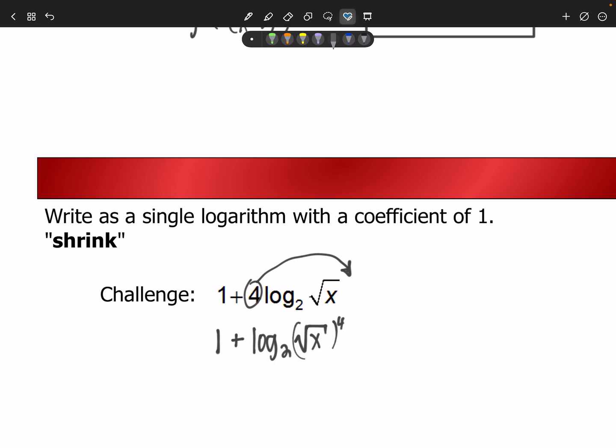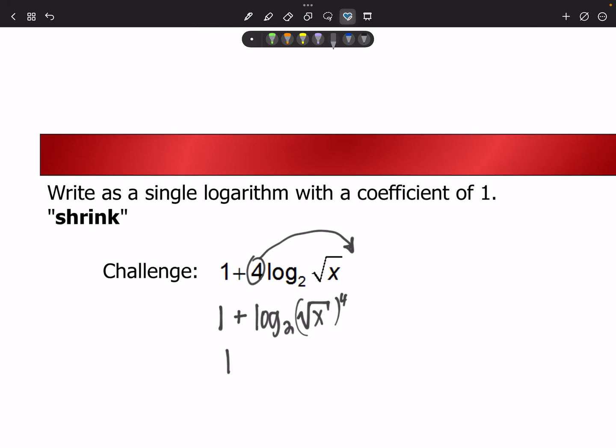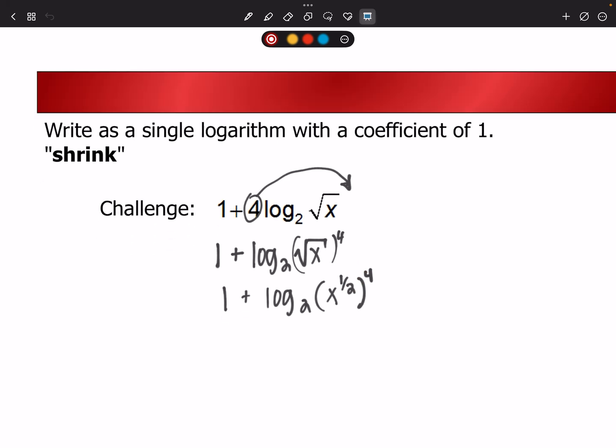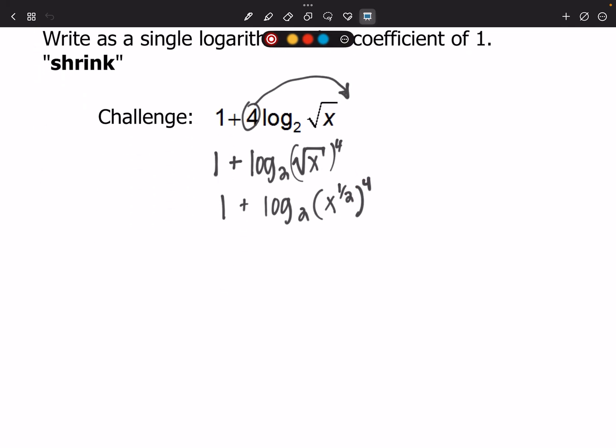Now the square root of x to the 4th power, there's a couple of ways we can do this. You can take the square root of x times the square root of x times the square root of x times the square root of x. Or you can take that square root and make it a 1/2 power and then raise it to the 4th power. Now we're going to use our power to a power rule, and we'll have 1/2 times 4 is 2. So I have 1 plus log base 2 of x squared.